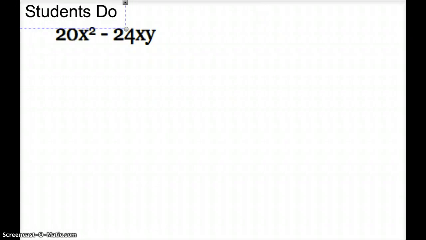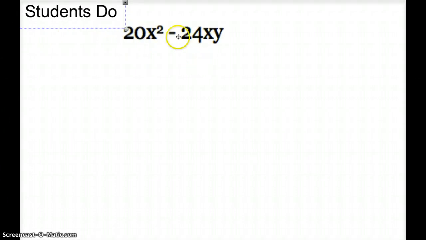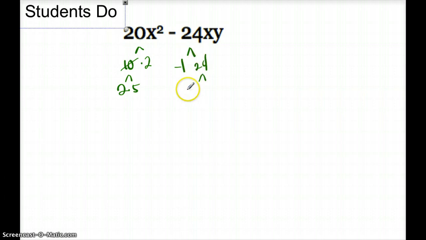Students do the last one. Again, that's all really easy. You're just repeating the same process over and over again. 20 is going to be 10 times 2, and this is going to be 2 times 5. Not going to count the 10. Always take out the negative first. 24 is going to be 8 times 3. This is 2 times 4, and 2 times 2. You need to know your factors. You need to know how to multiply and divide.